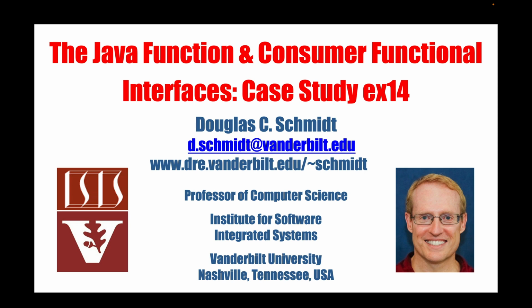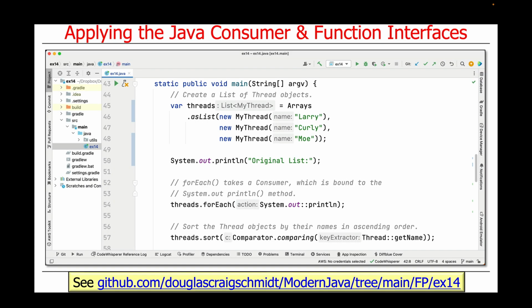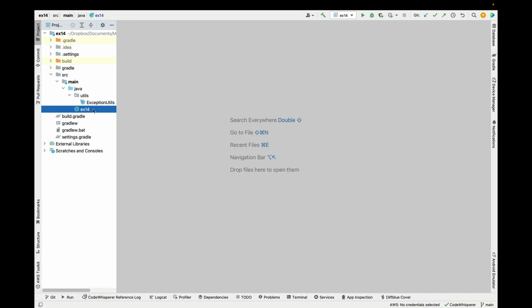We're now going to walk through the implementation of case study ex14. This case study shows how the Java consumer and function functional interfaces can be used to print and sort thread objects by their name. As usual, you can find this case study source code in the ex14 project in the FP folder in my Modern Java GitHub repository. So here we are in that project.